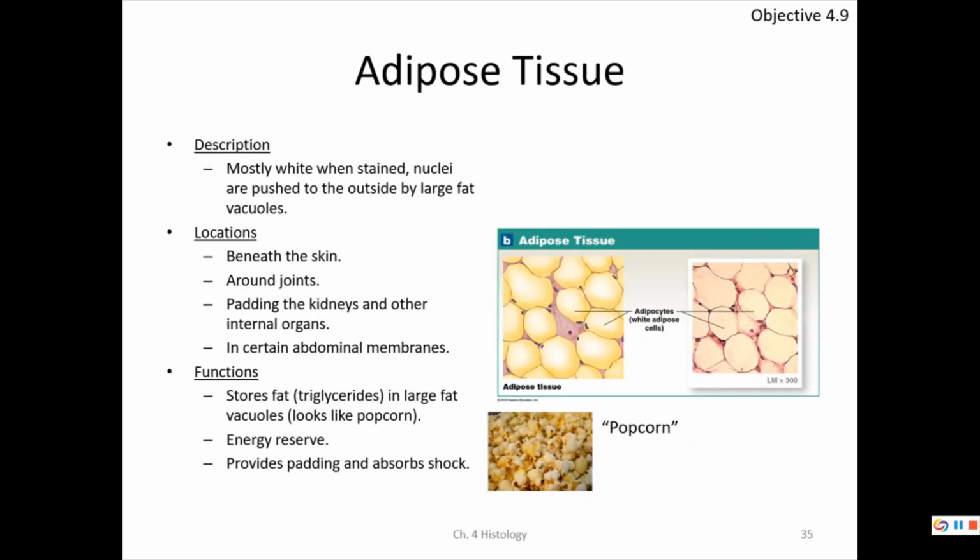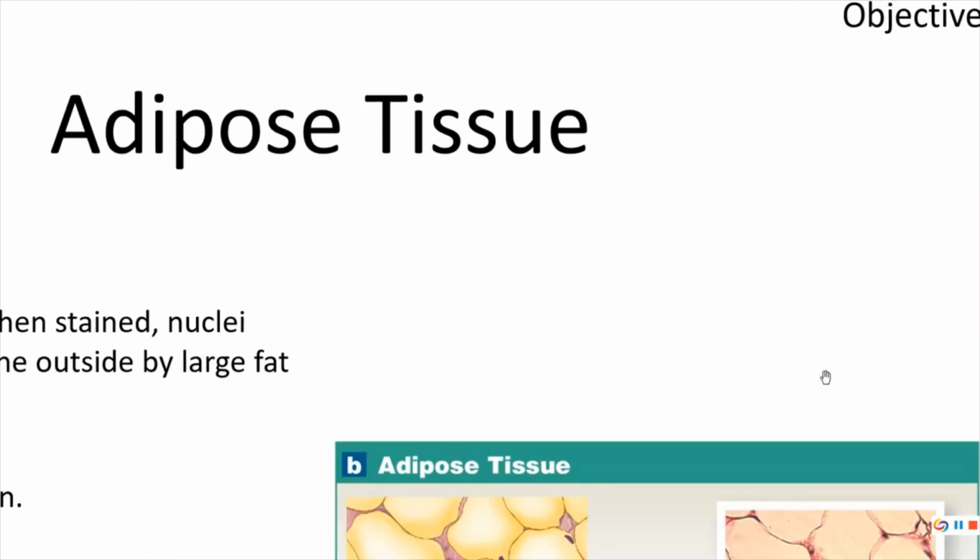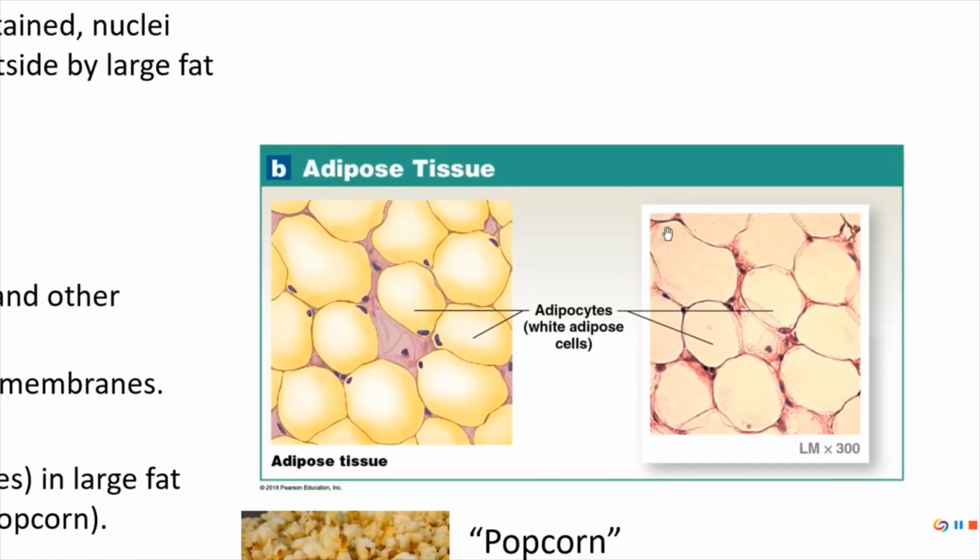Now, adipose, I think it looks like popcorn. If you eat too much popcorn, you might get fat. This is body fat. When you look at the picture, it looks fluffy and white. You'll have all this is that vacuole with all the triglycerides in it. And you'll see the cell membrane around it with the nucleus that gets pushed out to the side.